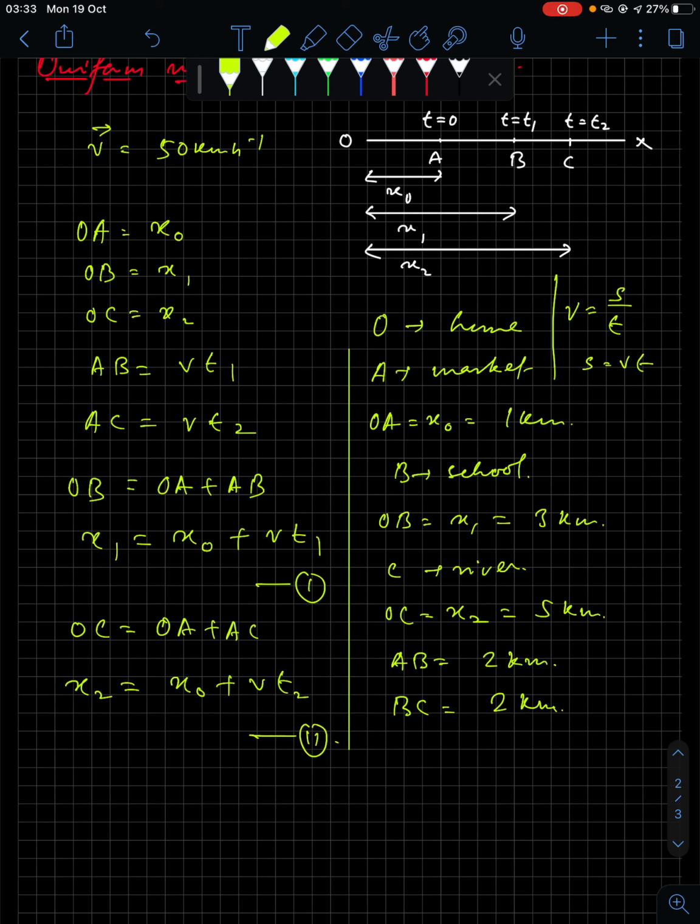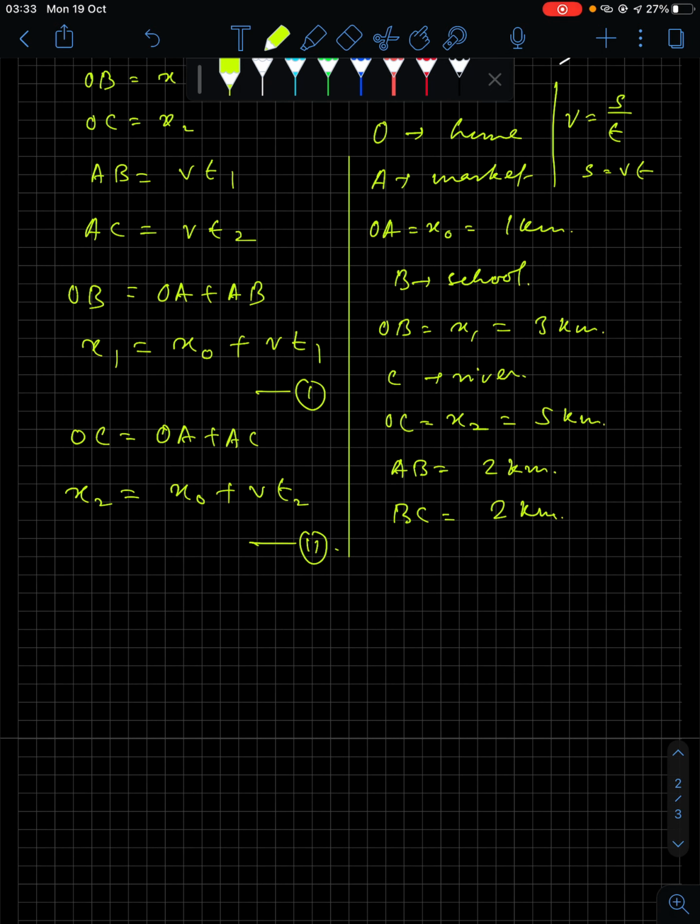So what does this equation tell us, equation 1 and equation 2? Equation 1 gives the position of the object at time t equal to t1. That means it is telling you about x1, the position of the car at time t equal to t1. Equation 2 is talking about x2. It is giving you the information about the position of the car at time t equal to t2.